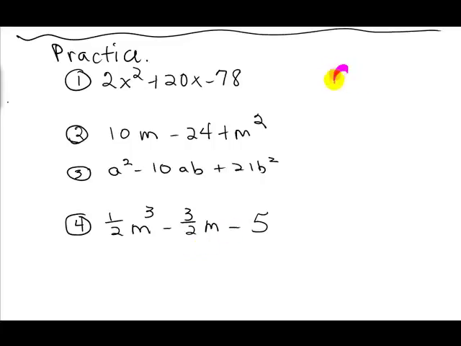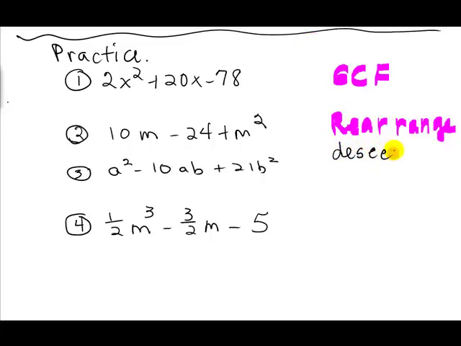Here you want to remember the GCF. Here we really need to rearrange. When we're working with variables with exponents, we really should have this all in descending order. So this really should be rewritten, let's say, in descending order.